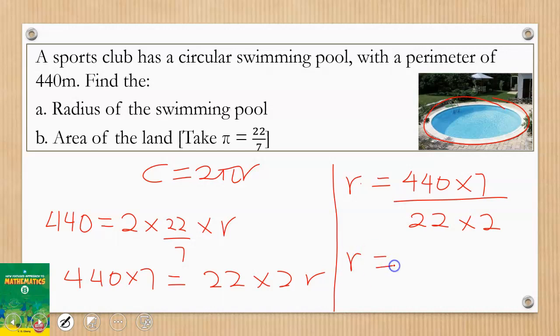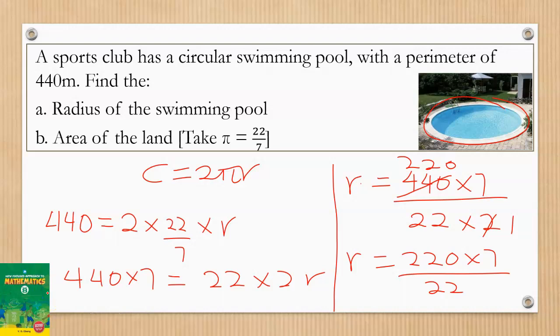Of course, I can easily see that 2 can divide itself once here. 2 can divide this as 220. And so I have 220 times 7 divided by 22, which becomes very easy to divide by 22. So 22 can divide itself here as 1, and it can divide the whole of this as 10. So then my r becomes 10 times 7, which of course would just be 70 meters, because the question is given in meters. And so our radius of the swimming pool is 70 meters.